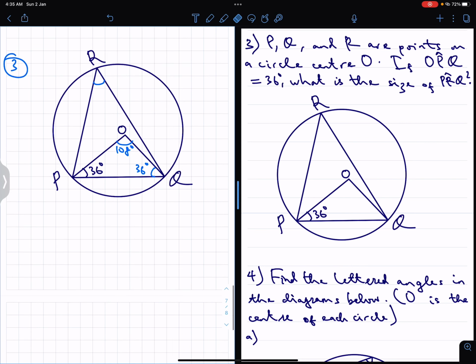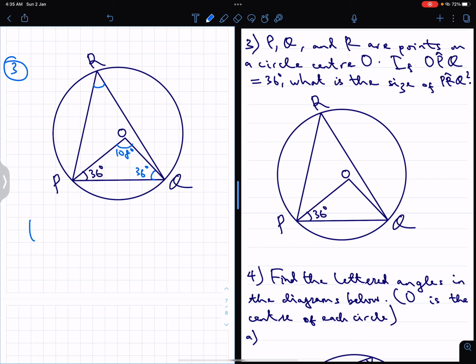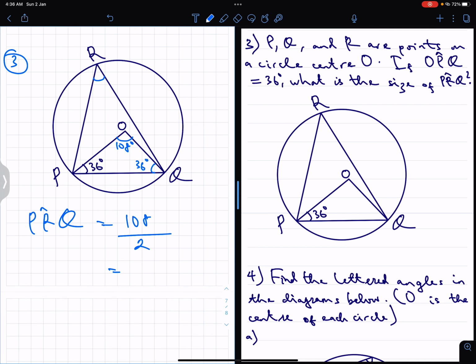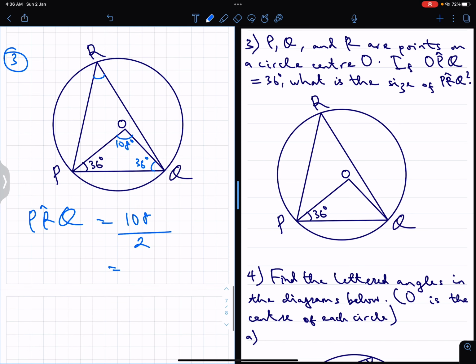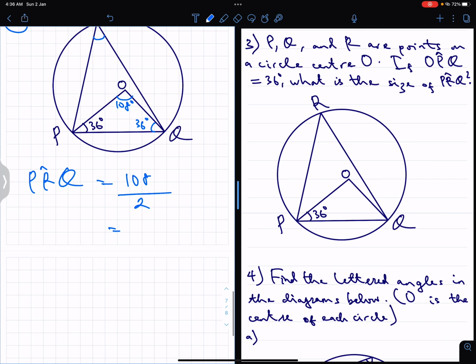That simply means angle PRQ is going to be half of 108 degrees. Angle at center is twice angle at circumference. PRQ is the same as half of POQ, which means 108 divided by 2, and that's 54 degrees. So that's it quickly.